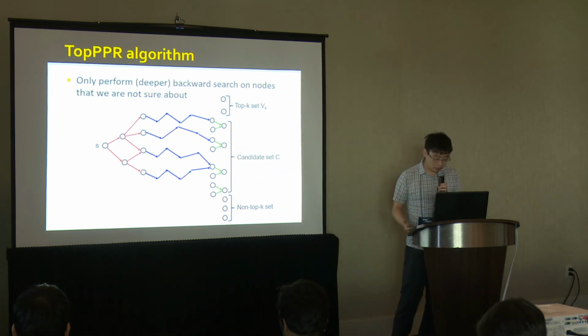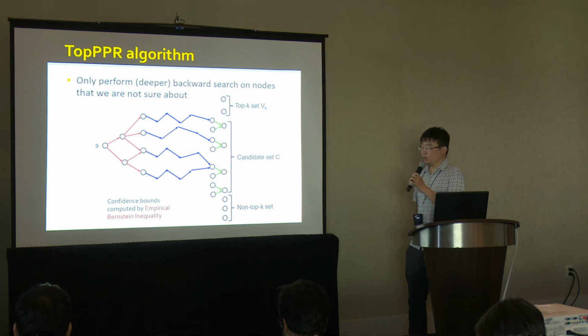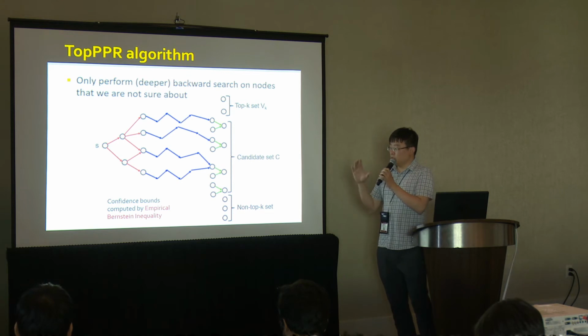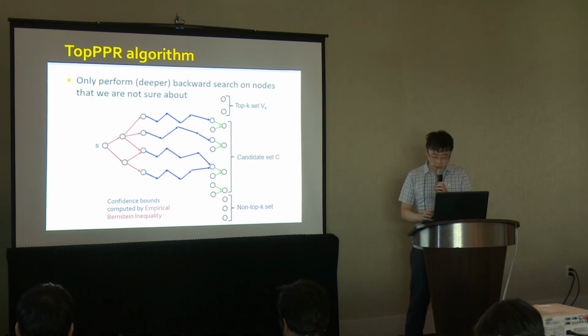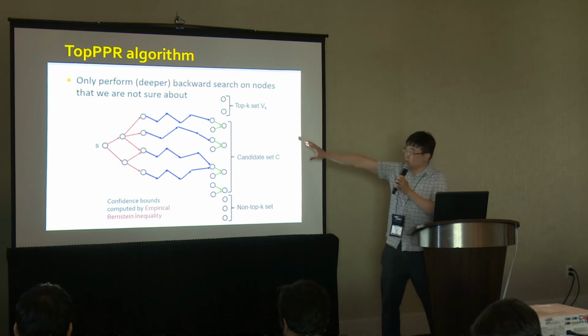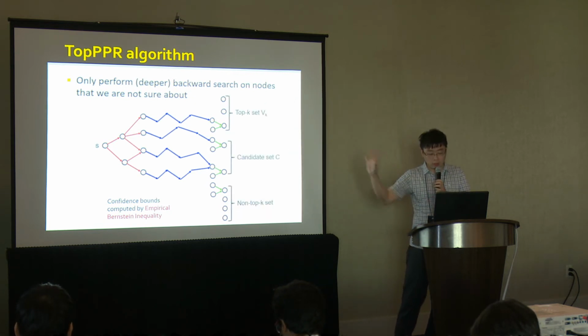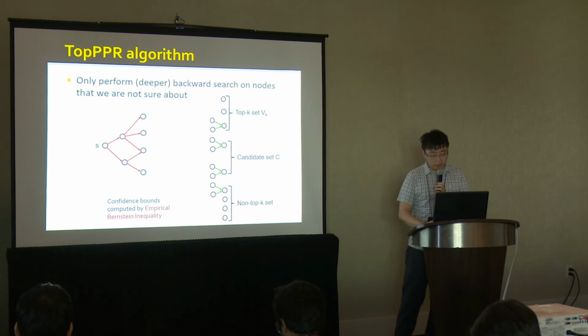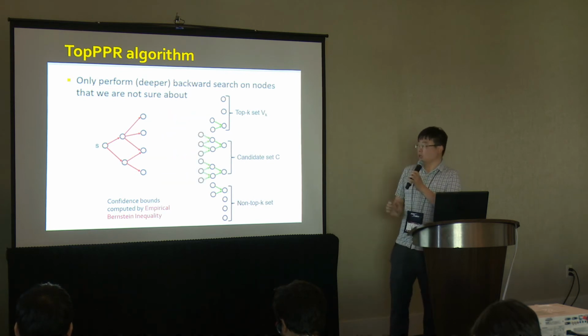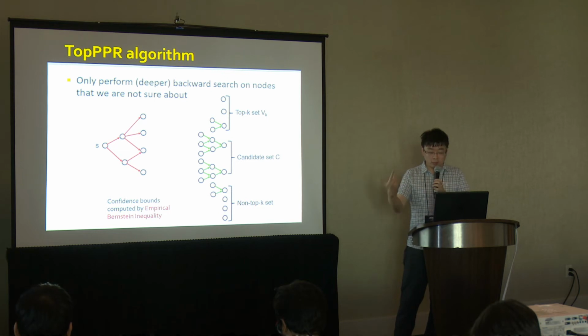But how do we do the classification? Well, we use a confidence bound computed by the empirical Bernstein inequality. And using this confidence bound, we can iteratively move the nodes from the candidate set to the TopK or non-TopK set, which makes the candidate set smaller, and we can perform deeper backward search on the candidate set and get better and better confidence bounds.